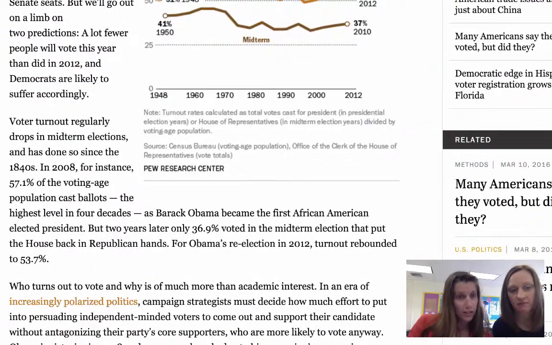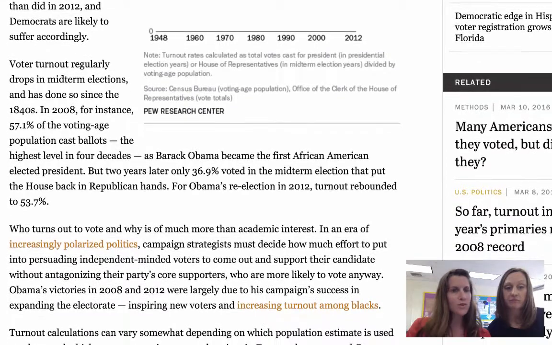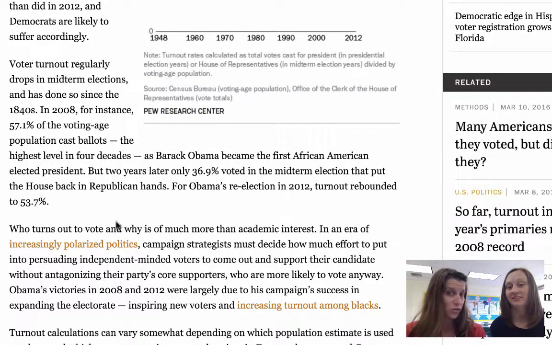Voter turnout regularly drops in midterm elections and has done so since the 1840s. In 2008, for instance, 57.1% of the voting age population cast ballots, the highest level in 4 decades, as Barack Obama became the first African American elected president. But 2 years later, only 36.9% voted in the midterm election that put the House back in Republican hands. For Obama's re-election in 2012, turnout rebounded to 53.7%.